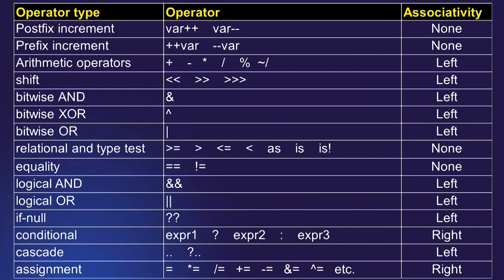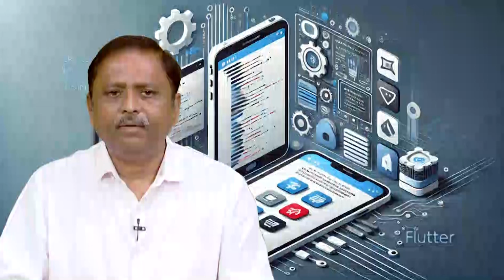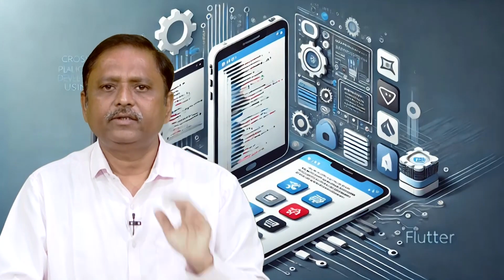And you can also see the associativity of operators on last column, which is either none, left or right, as in most of the programming language. So, these are the operators available in Dart programming language that we are going to use in a demonstration. So, you can better understand these operators. Right now, you can remember the operators and its symbol.